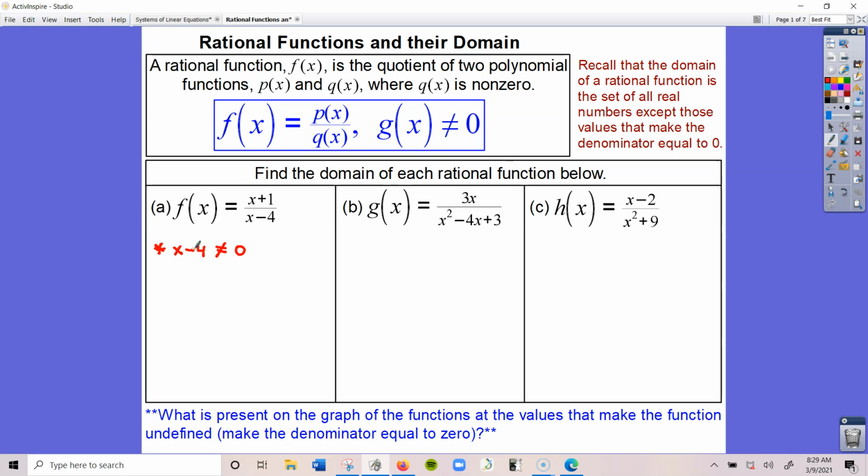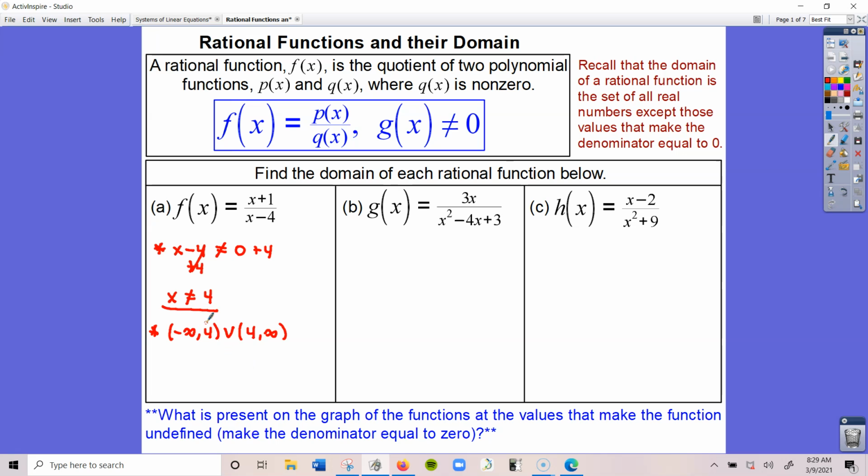And then we solve for x. So in this case, I would have to add the 4 to both sides. So we get that x cannot equal 4. This means that my function would be undefined, or there would be something present on the graph, either a hole or a vertical line that the graph cannot ever touch. So that means that our domain for this particular graph is all x's except for 4. So that would be from negative infinity to 4, union 4 to infinity.